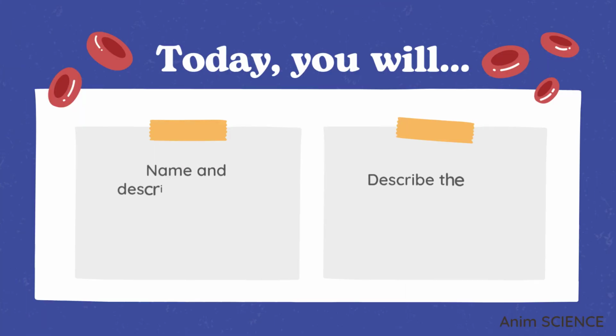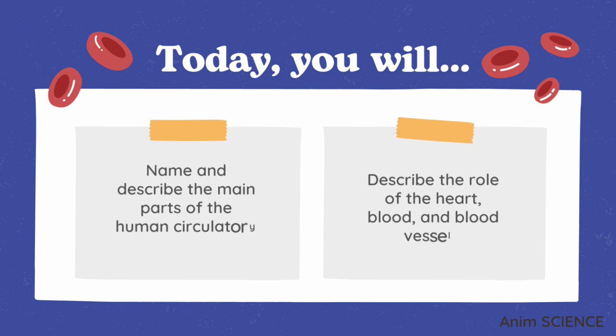In today's lesson, we are going to learn some very important concepts about our body. By the end of this video, you will be able to name and describe the main parts of the human circulatory system. You will also understand the role of the heart, the importance of blood, and how blood vessels help in transporting materials throughout the body. These concepts will help you understand how your body stays active, healthy, and alive every day.